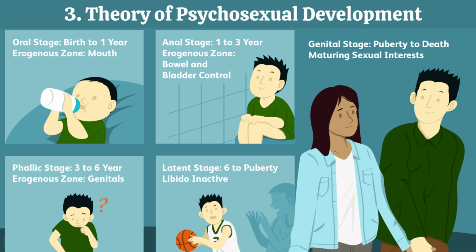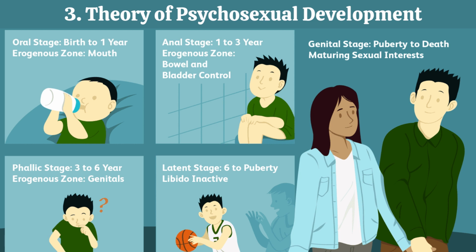So, according to Freud's psychosexual development theory, each stage of psychosexual development is characterized by a specific erogenous zone. An erogenous zone is that area of the body that is most sensitive to pleasure during that stage. So, now let us look at the 5 psychosexual stages. The first stage is the oral stage.